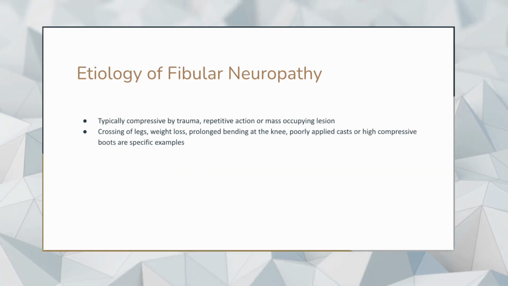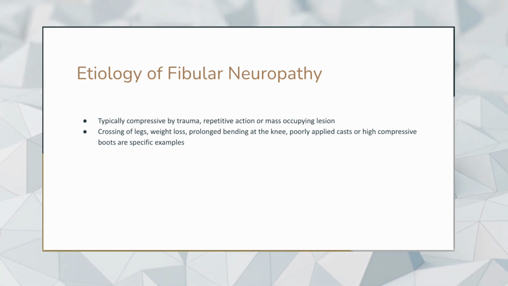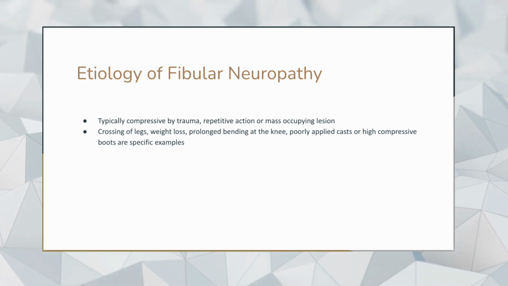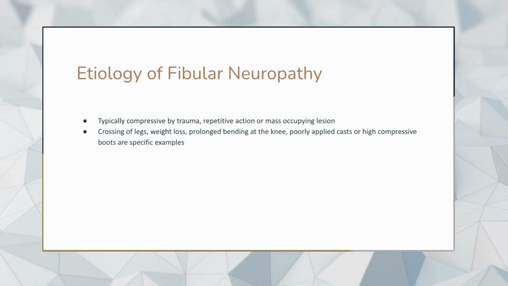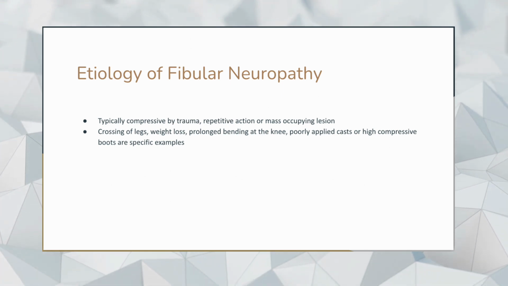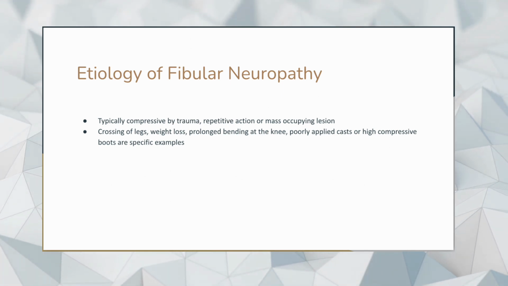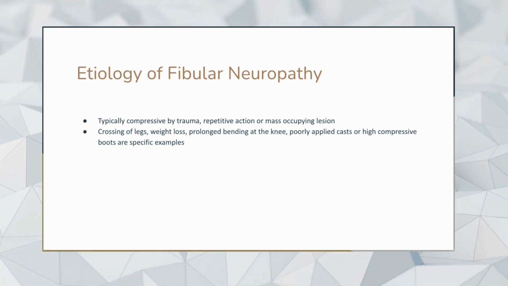Fibular neuropathy is compressive in nature, caused by trauma, repetitive action, or by mass occupying lesion. Classic stories that patients tell frequently include crossing of the legs, weight loss, subacute or chronic, and prolonged bending at the knee, particularly with occupations, as well as poorly applied cast or high compressive boots.